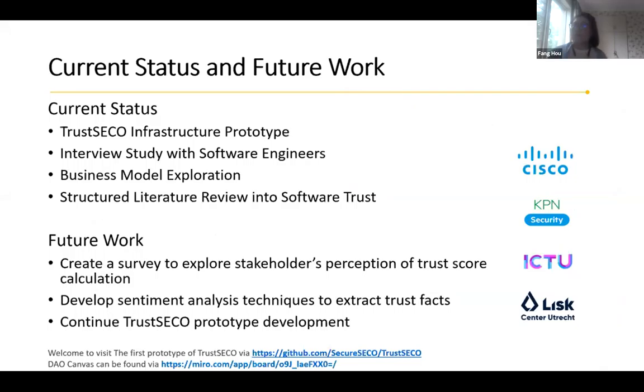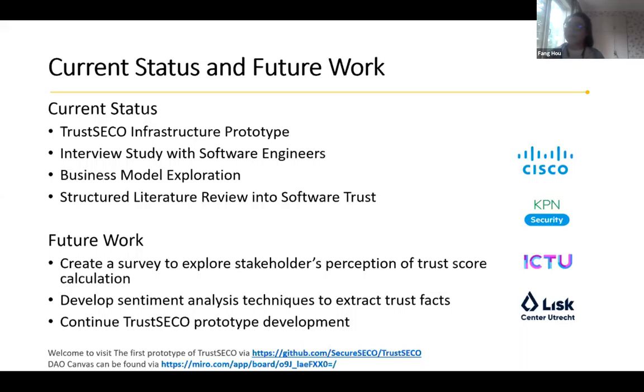Moving on to the current status and future work. Currently, we are working on the SLR to determine how software trust is determined, and the factors that positively and negatively influence trust in the literature. And we have developed a prototype of the trust infrastructure, which works as a plugin for NPM. It will tell NPM to avoid some particular packages or package versions based on the trust data stored in the distributed ledger.